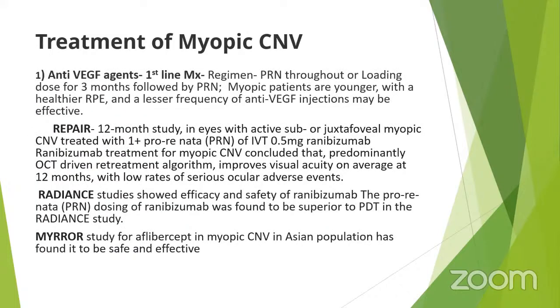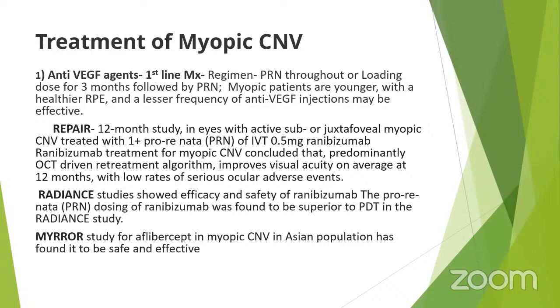So for treatment, anti-VEGF agents are the first line. The regimen is generally pro re nata, that is, as and when needed throughout, or it can be a loading dose for 3 months followed by PRN. Myopic patients are younger with a healthier RPE and hence a lesser frequency of anti-VEGF injections may be effective. There were 3 studies based on the anti-VEGF agents: one was RESTORE, the other RADIANCE, and MYRROR.